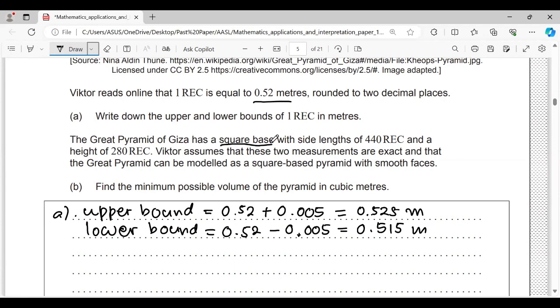The Great Pyramid of Giza has a square base. So the base shape is square with side length of 440 REC and a height of 280 REC. Victor assumes that these two measurements are exact, and that the Great Pyramid can be modeled as a square base pyramid with smooth faces. Find the minimum possible volume of the pyramid in cubic meters.